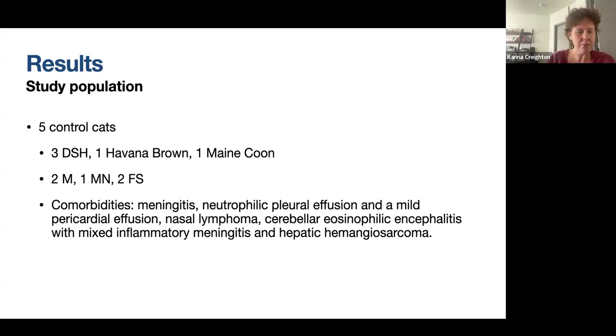So the control cats, again, domestic short hairs and then a couple of other breeds, 2 intact male cats, and then 1 male neutered and 1 female spayed. Again, they had a range of comorbidities. I would assume in the control cats, given that they were non-diabetic, that it was the comorbidities that were the cause of death. But again, it wasn't specifically stated. It also wasn't stated whether these patients died or were euthanized.